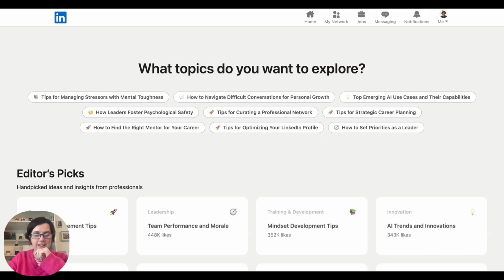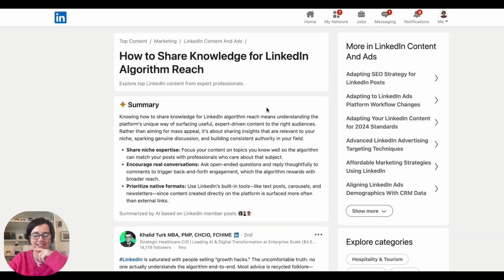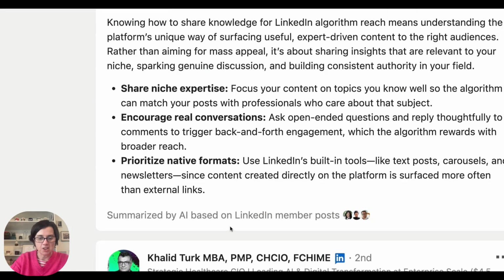So I was on LinkedIn and I was looking for information, and I came across this page, How to Share Knowledge for LinkedIn Algorithm Reach. Explore top LinkedIn content from expert professionals. So look, this is an AI feature. The summary says summarized by AI based on LinkedIn member posts. Do you remember when we had the collaborative articles? I think this might be like a similar thing, except it looks different and it looks really interesting.